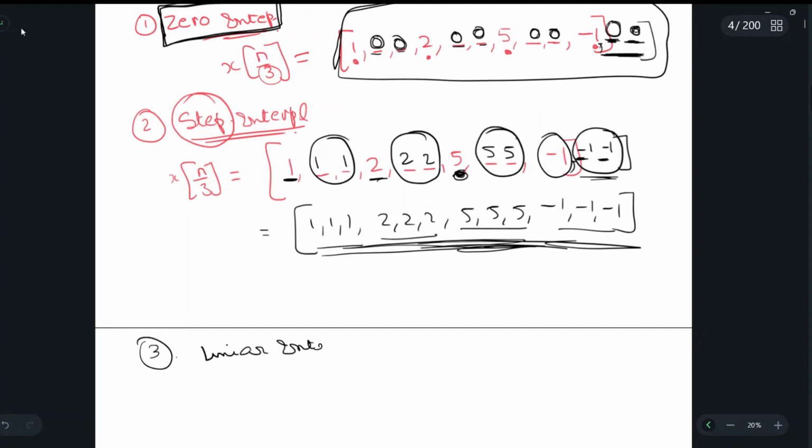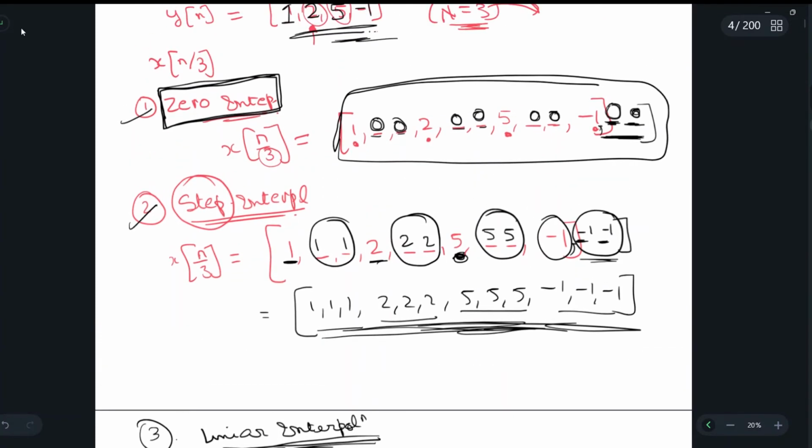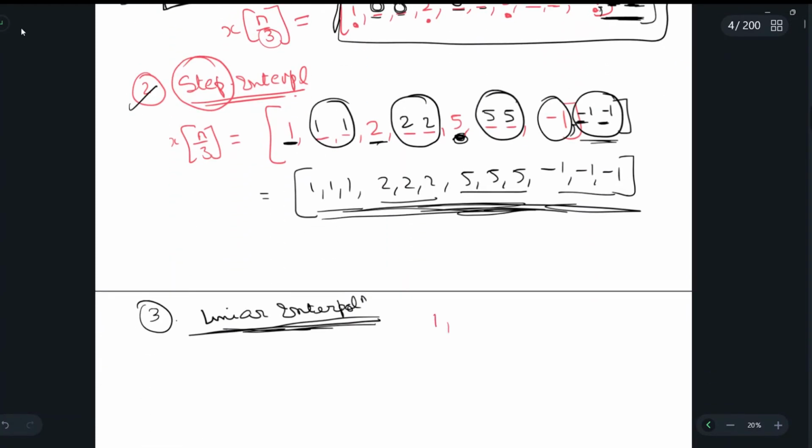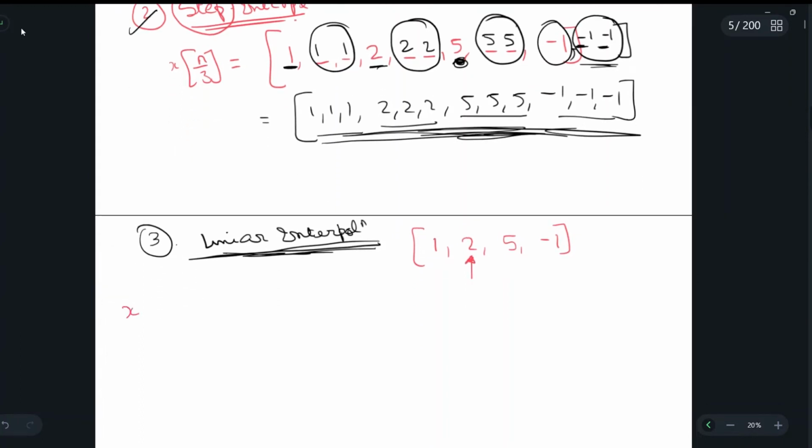Now linear interpolation is a little bit trickier than zero interpolation and step interpolation. Zero interpolation and step interpolation were relatively easier. Now this is a tricky part. This is also easy, but you have to keep in mind something that I'll tell you right now. Our original signal was 1, 2, 5 and minus 1, and our pointer was pointing at 2. So now we have to find the interpolation by 3 as we had discussed earlier, but now we will be using linear interpolation. The starting procedure is the same for all. First we will write 1 and then 2 dashes, then 2 and 2 dashes, then 5 and 2 dashes, then minus 1 and 2 dashes.